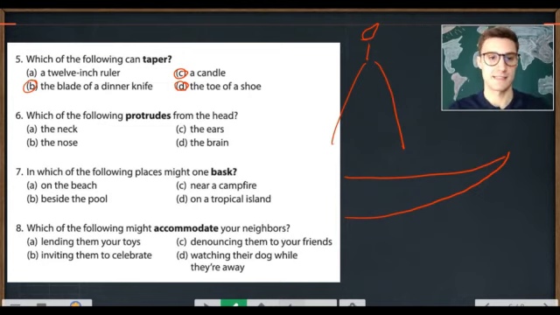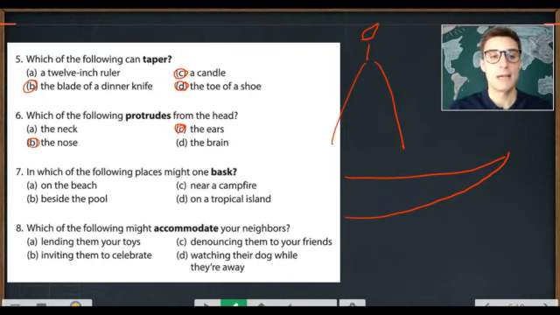Number 6. Which of the following protrudes from the head? A, the neck. B, the nose. C, the ears. D, the brain. I see 2 that are correct. It's B, the nose, and C, the ears. They stick out from your head.